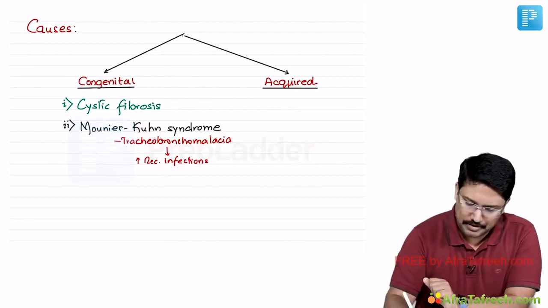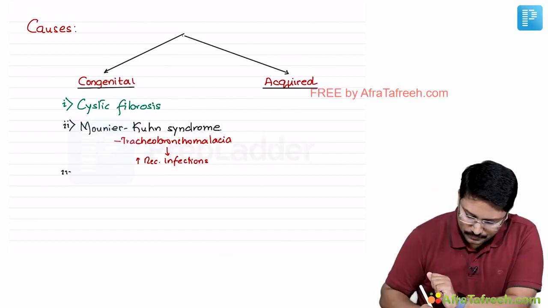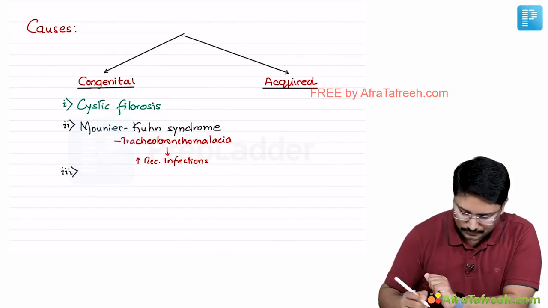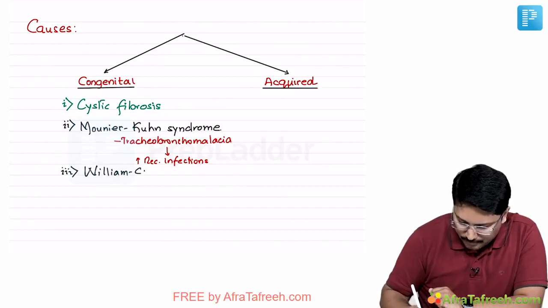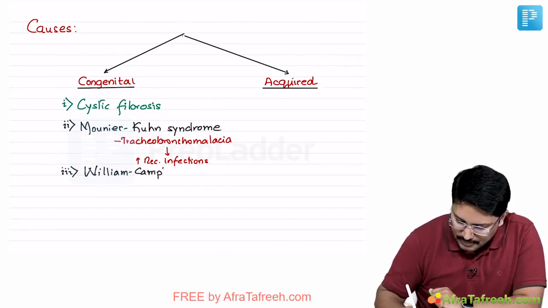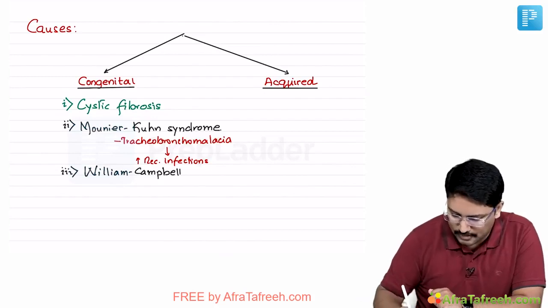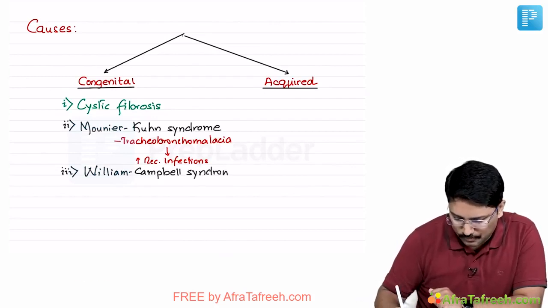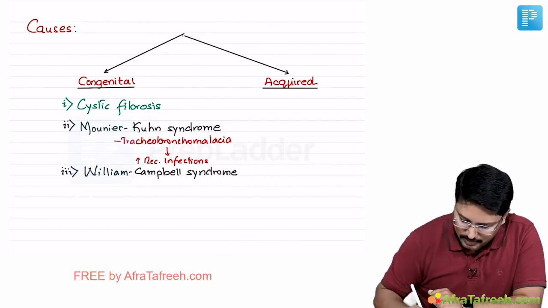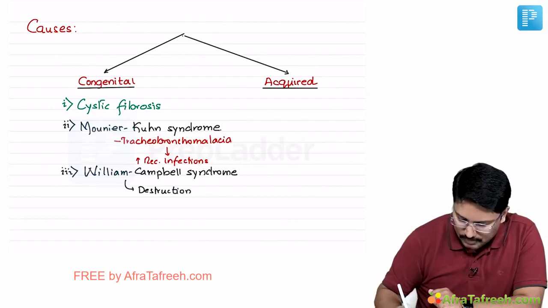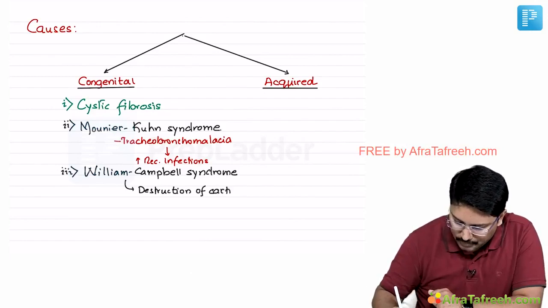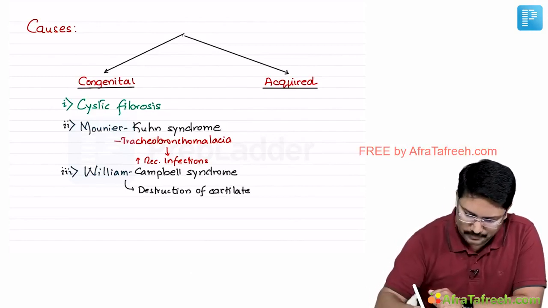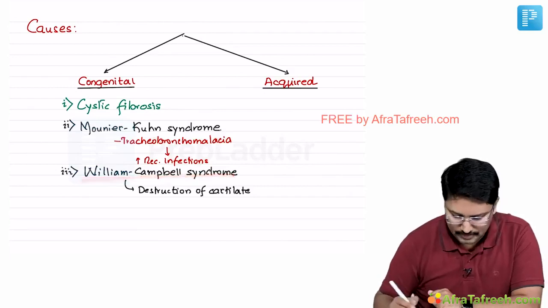Now, the other condition I want you to remember is what is known as Williams-Campbell syndrome. This condition in itself is defined by the presence of bronchiectasis. Now, what is the abnormality here? In Williams-Campbell syndrome, there is destruction or poor development of the cartilage of the airway, and because of that, patients develop bronchiectasis. So we call that Williams-Campbell syndrome.